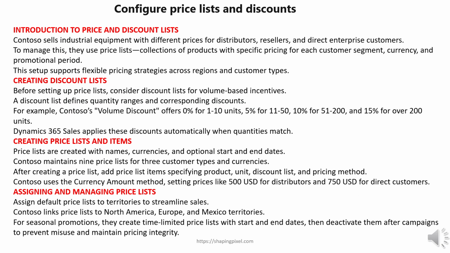Contoso sells industrial equipment with different prices for distributors, resellers, and direct enterprise customers. To manage this, they use price lists, collections of products with specific pricing for each customer segment, currency, and promotional period. This setup supports flexible pricing strategies across regions and customer types.